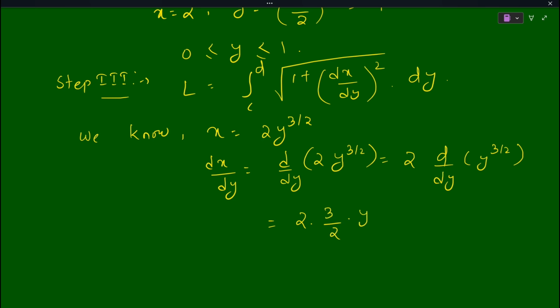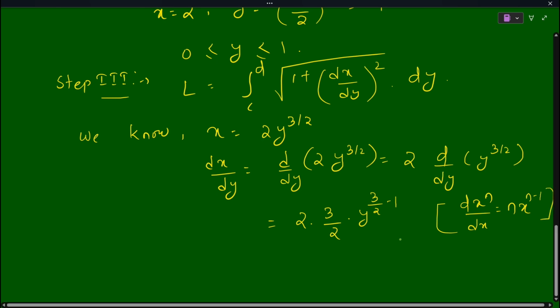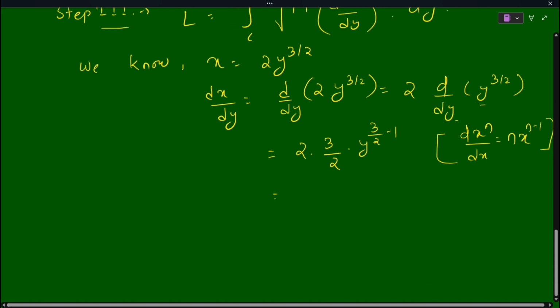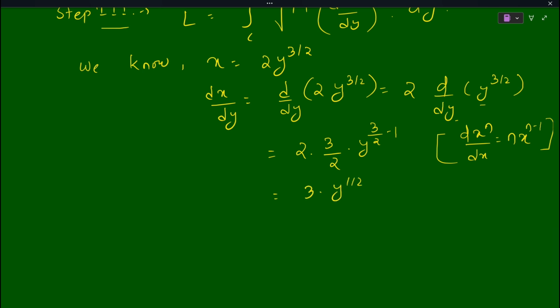So where do we find this formula? We are using the same formula as that of x, that is, the derivative of x to the power n with respect to dx, which is n x to the power n minus 1. Instead of x, here we have the function as y. So on simplifying, we get this expression as 3y to the power half, and we know y to the power half is equal to root y.